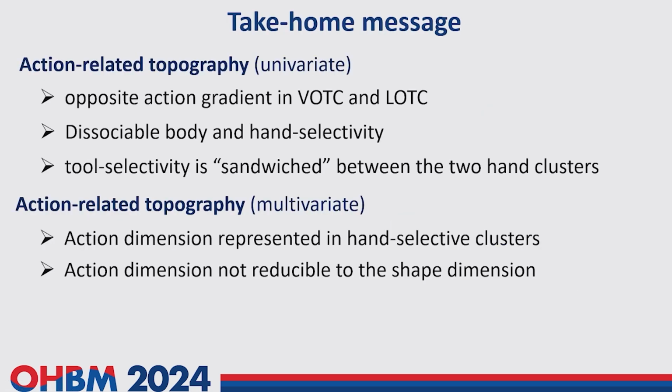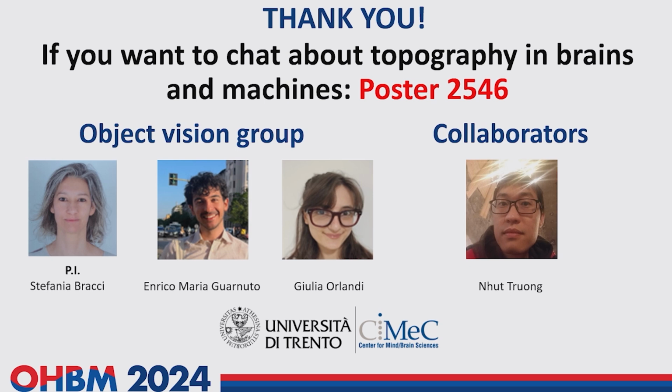So while we see this action-related organization in visual cortex, neural networks can capture an animacy dissociation, but not an action-related organization. And with that, I want to thank you for your attention, and I want to thank my group and my collaborators from the University of Trento, and you can come to my poster this afternoon. Thank you.